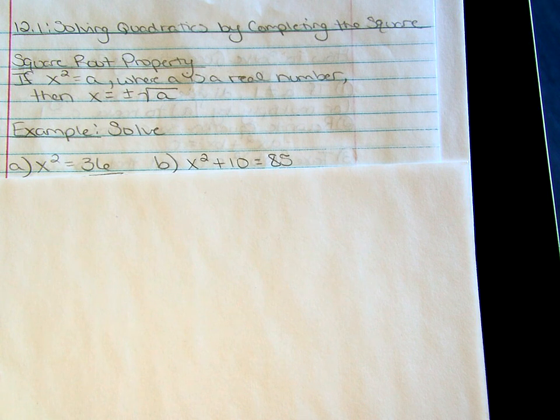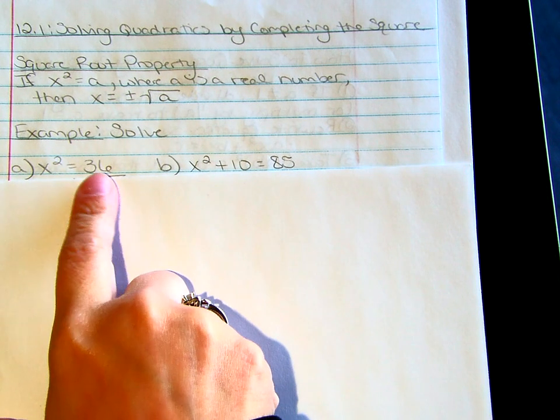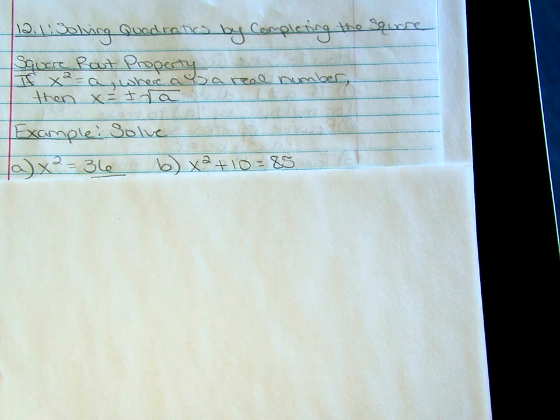And so we're going to do 3 examples just using this. I know 12.1 says solving quadratics by completing the square, and we're going to get there, but we're going to start simply by using the square root property to solve some of these equations. So, x squared equals 36. I would say if you don't know the perfect squares of 1 to 12, that would be something that's helpful to learn.